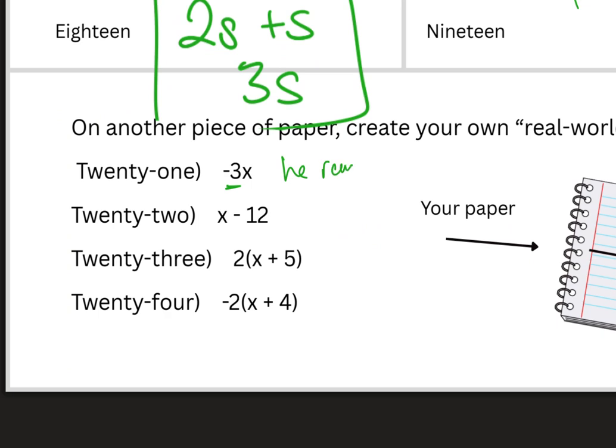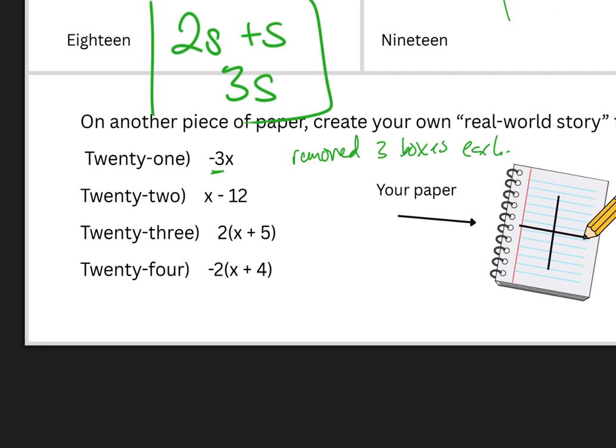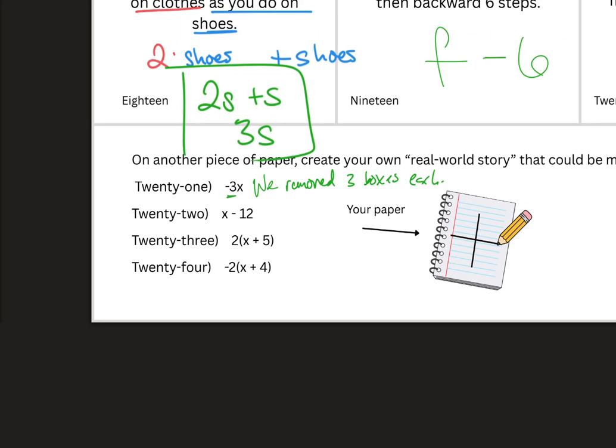Okay. So down here, this is one thing you could say. He removed 3 boxes each. In fact, we have a little bit of a disagreement with how our grammar sounds. We removed 3 boxes each. Remember, because we would be more than one person. So in this scenario, however many people there were, right here is the number of people. And what are we doing? We're removing 3 boxes each. Want another version of that? Okay.